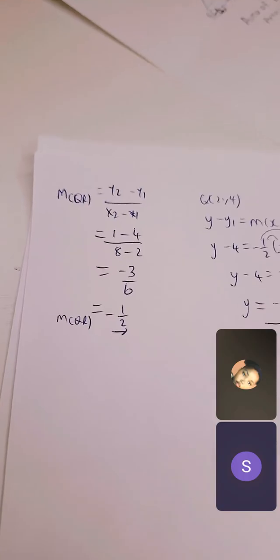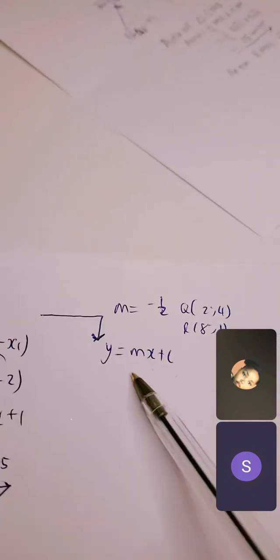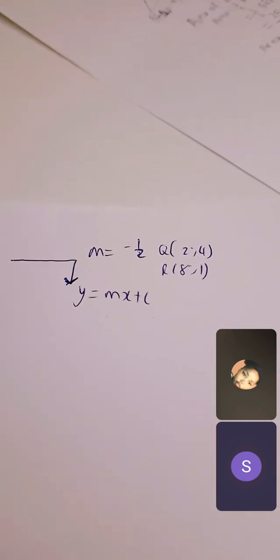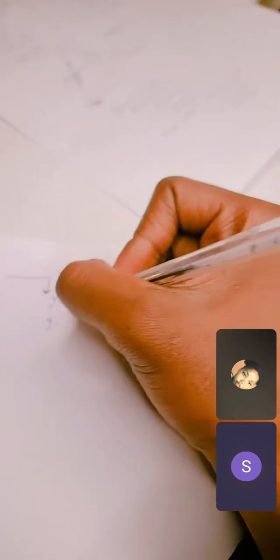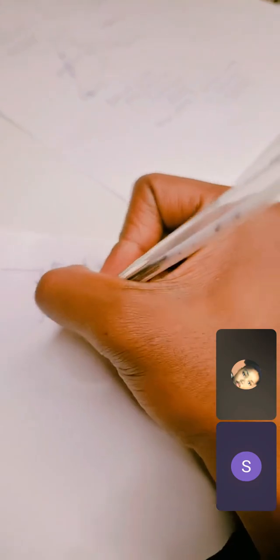It's negative half. Now you are saying from this point, you would have said y is equal to mx plus c. Then put negative half in the place of m. So we put negative half in the place of m. Yes.